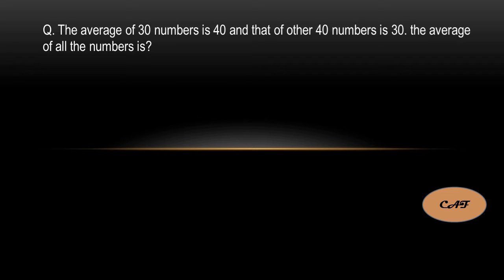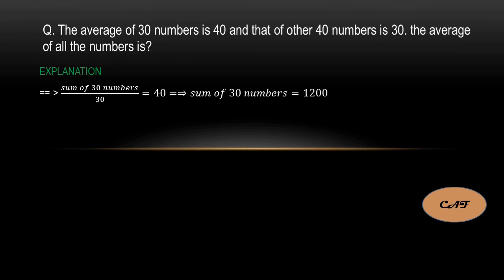Next question. The average of 30 numbers is 40 and that of another 40 numbers is 30. The average of all the numbers is how much? So here two conditions are there, and they are different. The average of 30 numbers is 40. Let's solve this one. Sum of 30 numbers divided by the count, that is 30, is equal to 40 they gave.